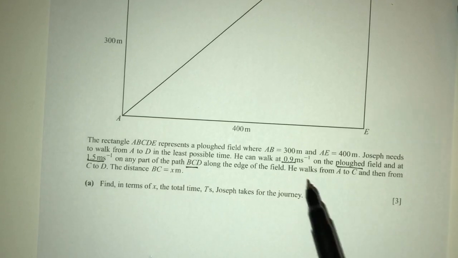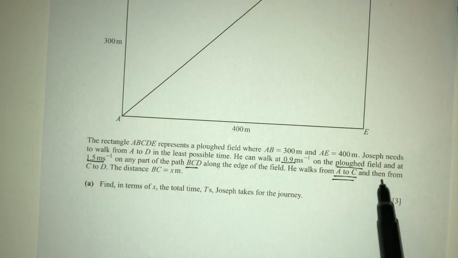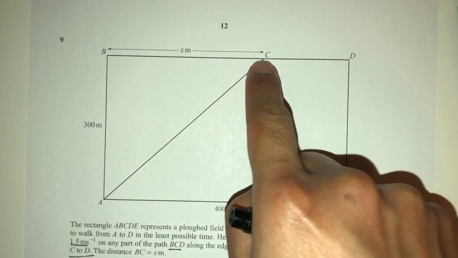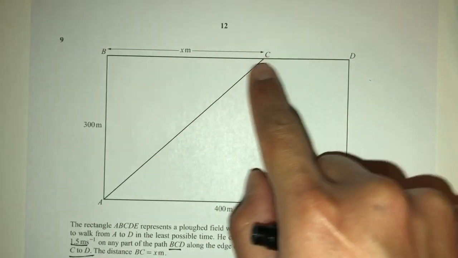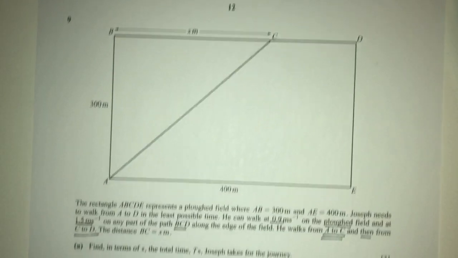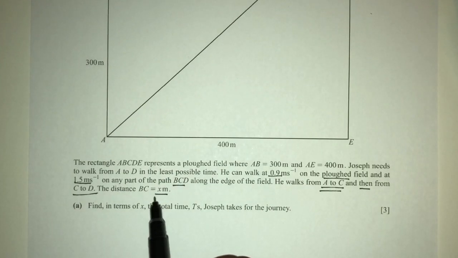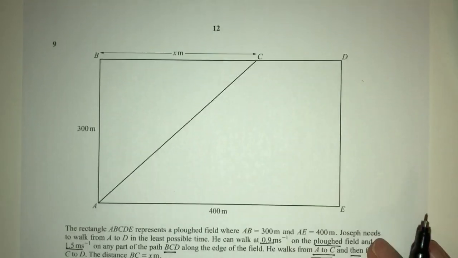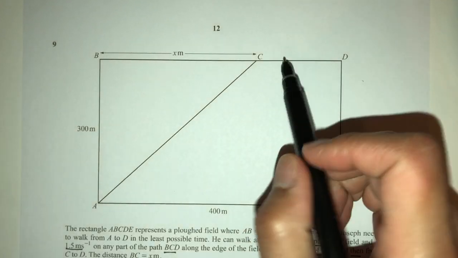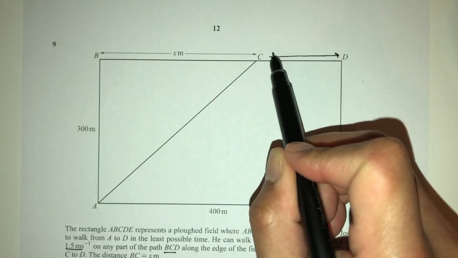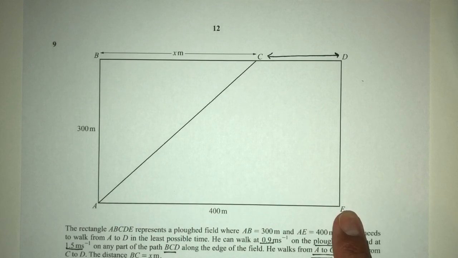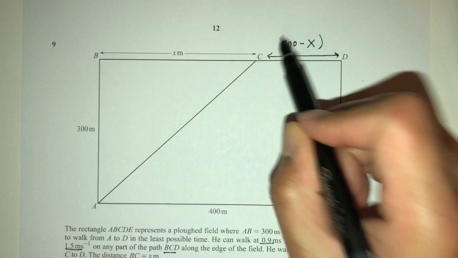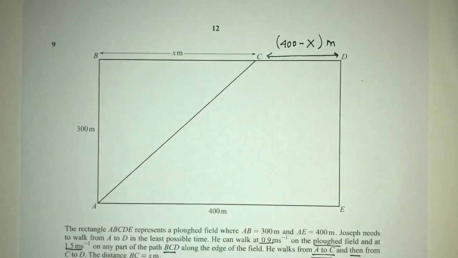Now what else? He walks from A to C, and then from C to D. So this is the first part and second part. Distance BC is x. So if this is x, what can I conclude? This is 400, so the other part should be 400 minus x, right? That is my conclusion based on that.